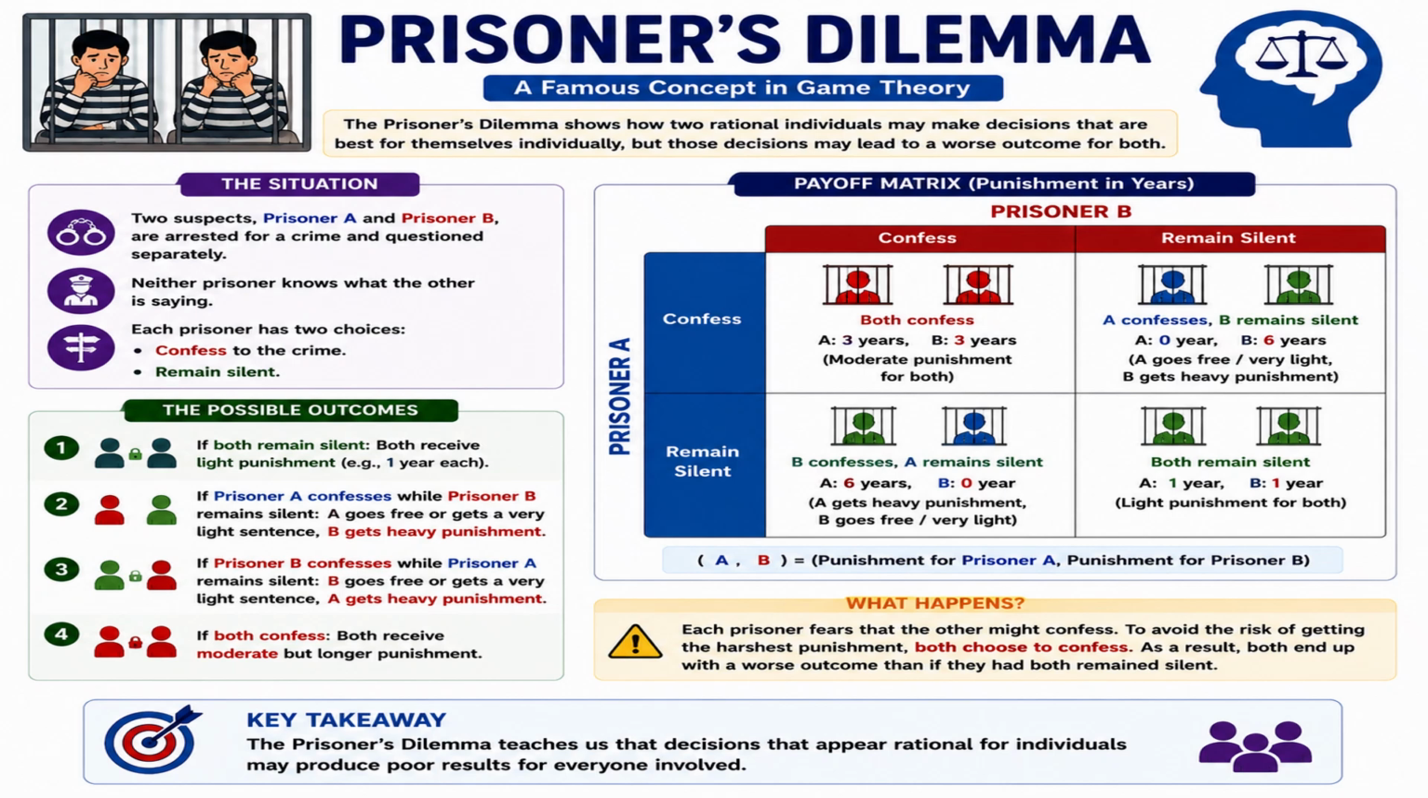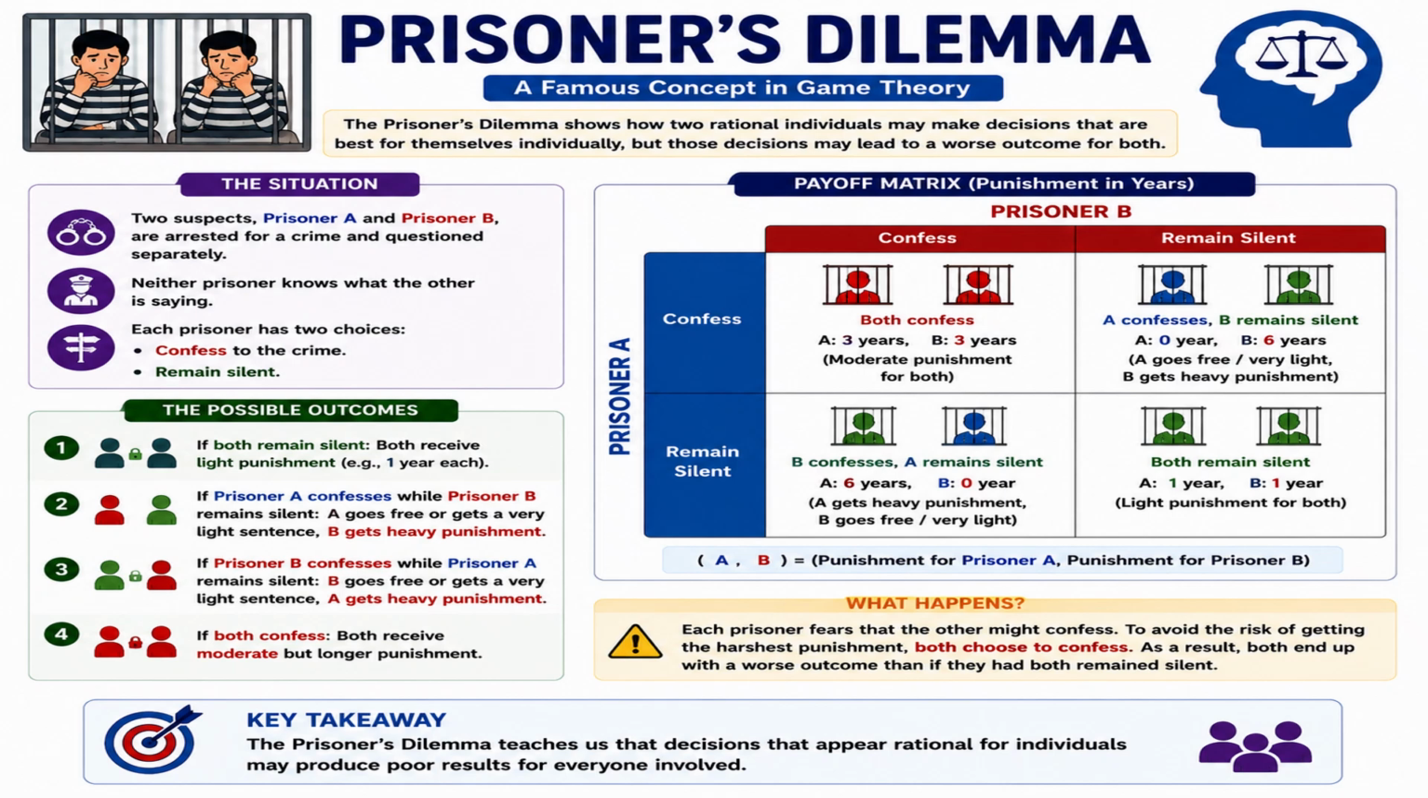First, if both prisoners remain silent, the police have only limited evidence, so both receive a light punishment, say 1 year in prison each. Second, if prisoner A confesses while prisoner B remains silent, prisoner A is rewarded with a very light sentence or may even be released, while prisoner B receives a heavy punishment. Third, if prisoner B confesses while prisoner A remains silent, the opposite happens. Prisoner B receives the benefit, and prisoner A receives the heavy punishment. Finally, if both prisoners confess, both receive a moderate but longer punishment, which is worse than if both had remained silent.